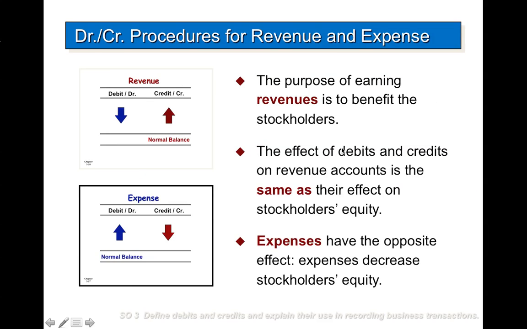The purpose of earning revenue is to benefit the stockholders. The effect of debits and credits on a revenue account is the same as their effect on stockholders' equity. So you can see revenue will have a credit balance, and that would be the sales. Expenses have the opposite effect. Expenses decrease stockholders' equity, so they will have an increase on the debit side, much like an asset.